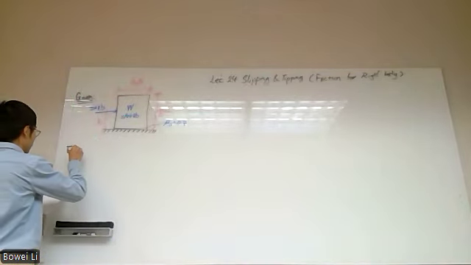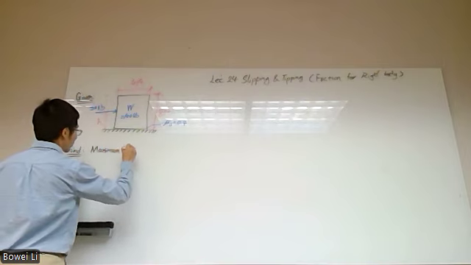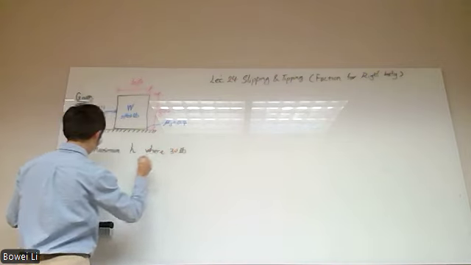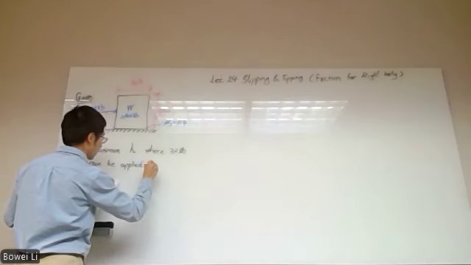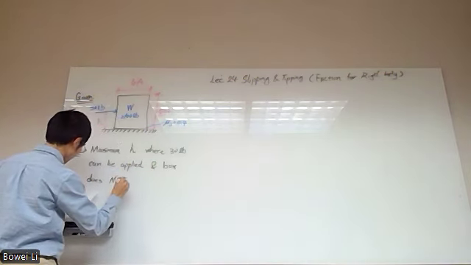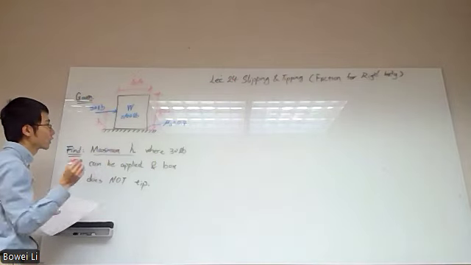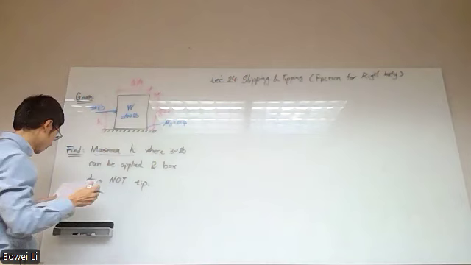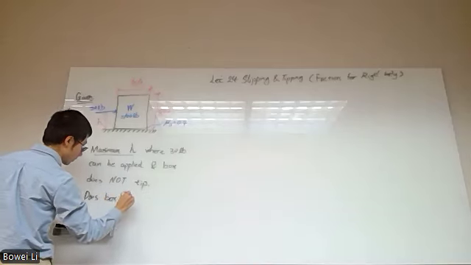So now you are supposed to find, first, the maximum height h where the 30-pound force can be applied and the box does not tip. In other words, we are going to find out the maximum height such that the box or the object will not overturn. And secondly, does the box slip?